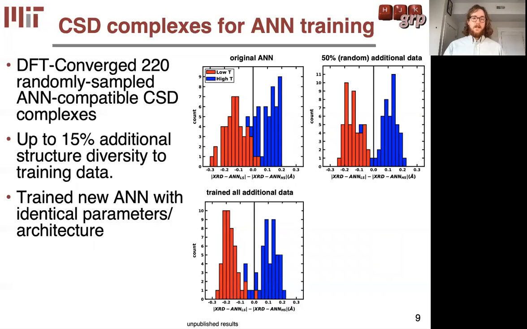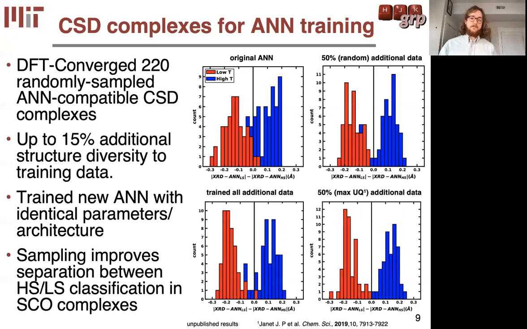So if we reduce the amount of data that we're introducing and do a 50% random additional sample of this already randomly sampled CSD complexes, we see that we're able to actually improve the prediction. So we see that there's only 2 complexes that are predicted incorrectly in terms of high spin versus low spin ground state. And additionally, if we choose a different sampling strategy, if we pick the most uncertain complexes, or the ones the ANN would be initially most uncertain on, and retrain the ANN with these most uncertain complexes at the same amount of data, we're actually able to get 100% distinguishing between the high spin and the low spin cases over the SCO complex data set.